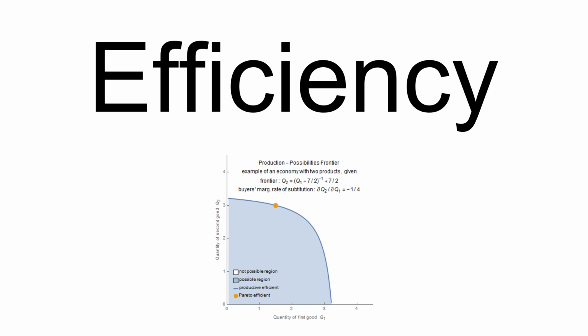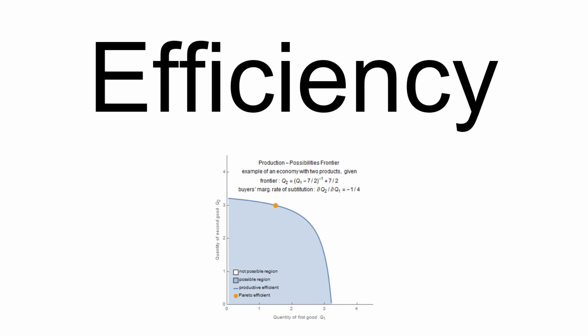In the PPF, all points on the curve are points of maximum productive efficiency. No more output of any good can be achieved from the given inputs without sacrificing output of some good. All points inside the frontier, such as A, can be produced but are productively inefficient. All points outside the curve, such as X, cannot be produced with the given existing resources.